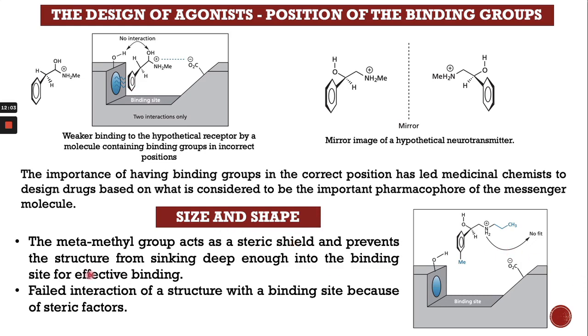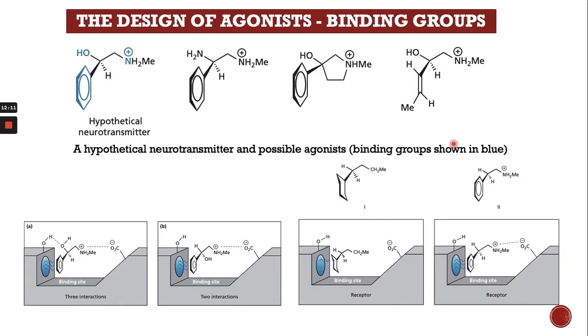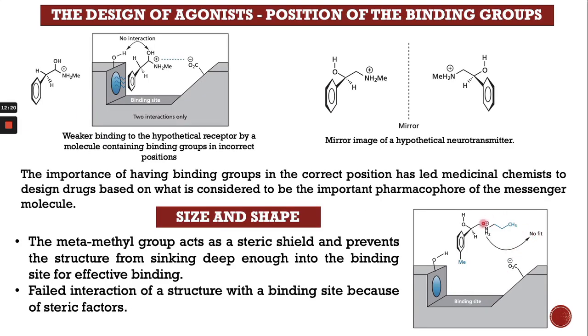Size and shape also matter. For example, in the example we saw previously, the amine contains only a methyl group. But here, instead of methyl, there is a long chain, and here also it has a methyl. These are two groups which play a very important role in hindering the binding of this molecule. As a result of the presence of this big hydrophobic group, this molecule fails to interact with the binding site because of the steric hindrance produced by this methyl as well as this propyl group.